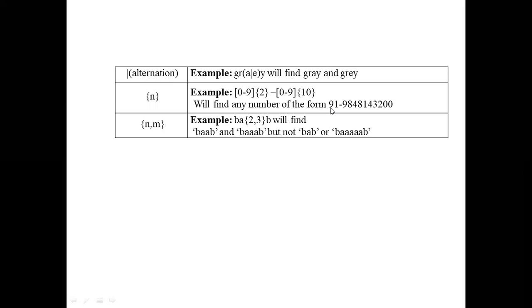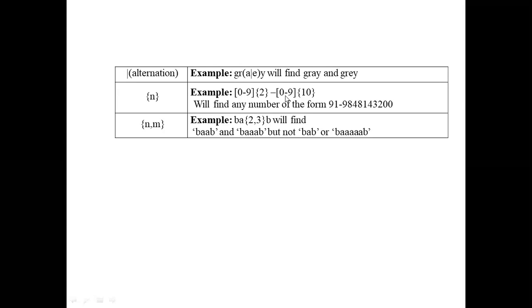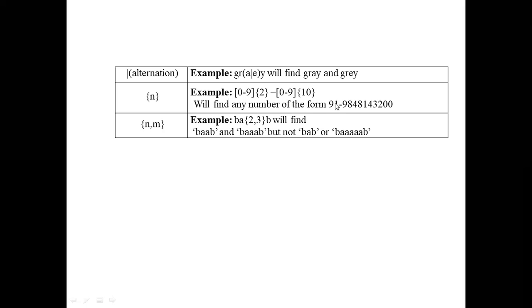Suppose the first one I take 9. Next, in the curly braces there is the value 2, that means we are taking two values out of 0 to 9: 9, 1. Next, hyphen, then in curly braces 10, that means we take ten times: first 0 to 9 we take 9, next we take 8, next 4. So in total ten times. The first one is 2 digits from the range 0 to 9, and next 10 digits from the range 0 to 9.